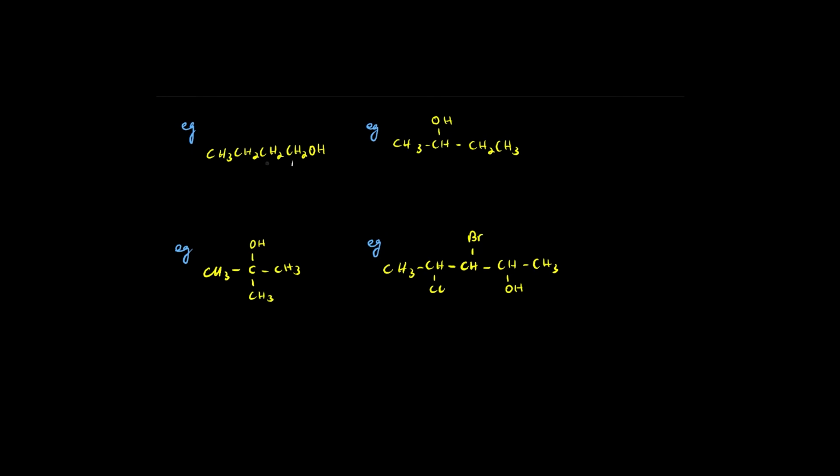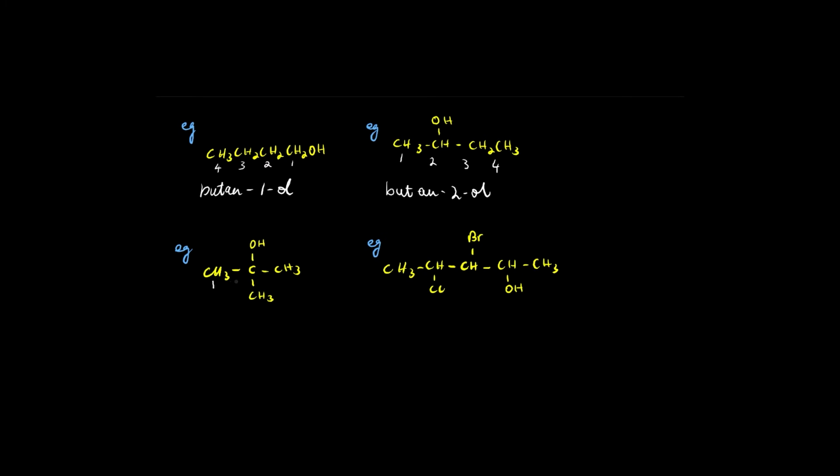If we number this from the right hand side, we would see that there are 4 carbons in the longest chain, and the first carbon has the OH group. So the name of this compound would be butan-1-ol. You can follow through this. Now for this, the most appropriate one would be to number from the left hand side, because then the OH group would get a number of 2. This would have the name of butan-2-ol, quite simply enough.